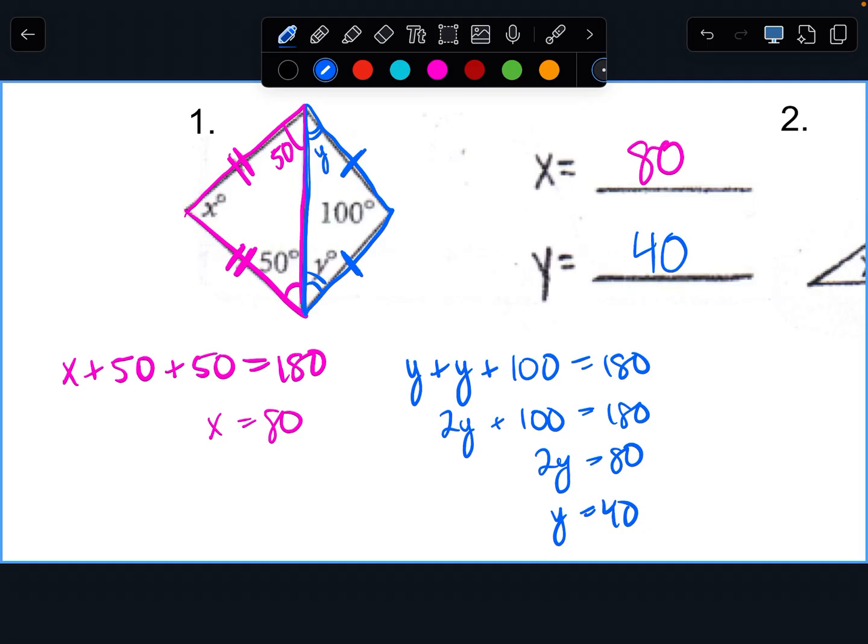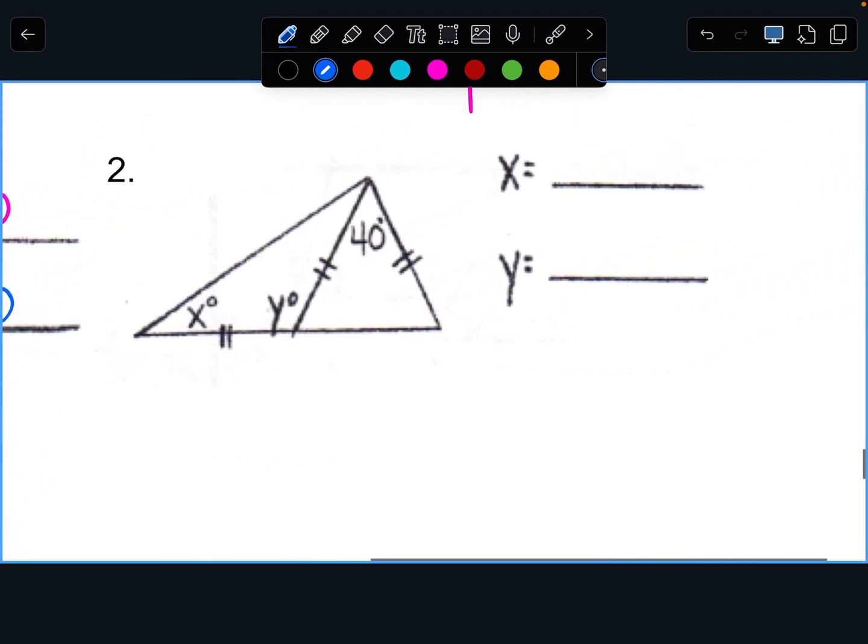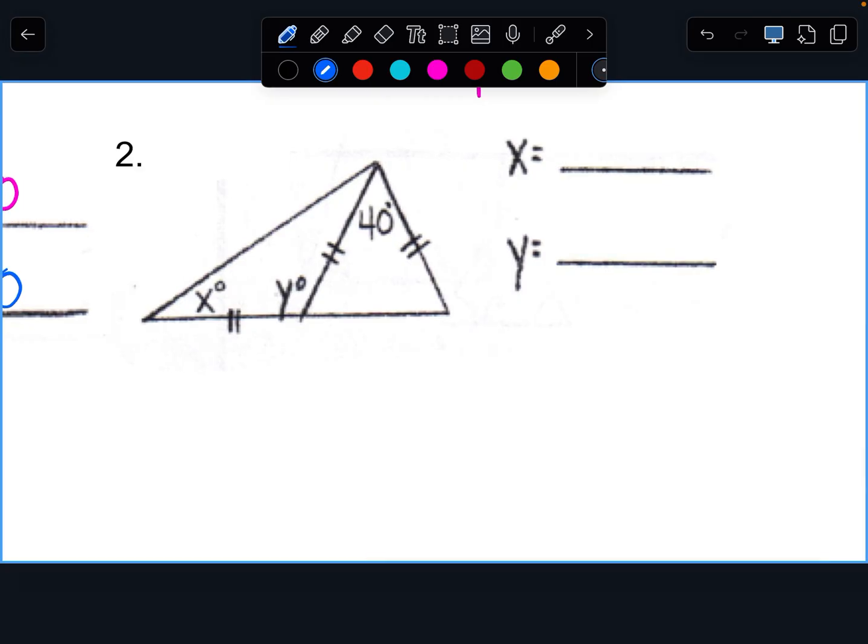Then for these other ones, like number 2 is kind of weird because this is where I say it's like a puzzle. So ACT loves these where you just try to figure out as many angles as you can and then you'll hopefully figure it out, okay?